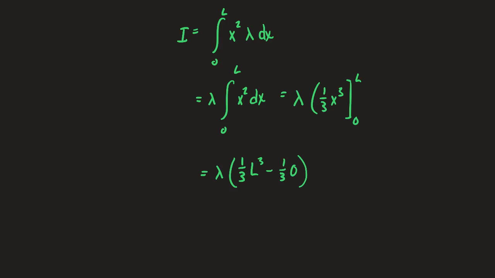And now I'm going to bring in and substitute for lambda. I'm going to put in what I based the density upon. The density was m over L times 1/3 L cubed, which you can see pretty clear. One of the L's is going to cancel, leaving me with 1/3 m L squared.